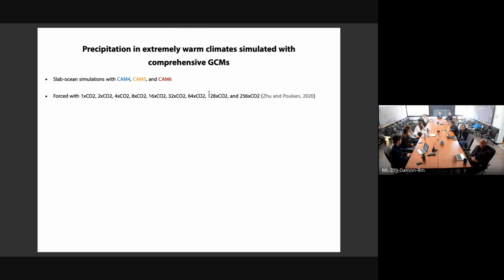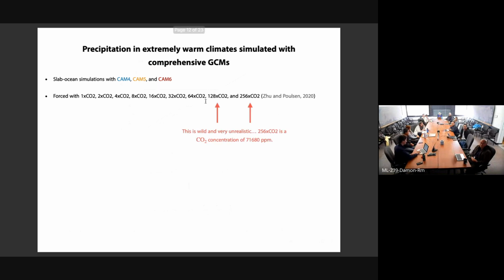For this, I'm going to use the simulations that Zhang and Chris Polson ran in 2020. These are a set of simulations of slab oceans coupled to CAM4, CAM5, CAM6, the community atmospheric model, the various versions of that. It was forced with 1 times CO2 all the way up to, actually, Zhang Chu just ran these 256 times CO2, which is quite wild, but probably very unrealistic as well. But basically, there's a range of climates we're spanning here.